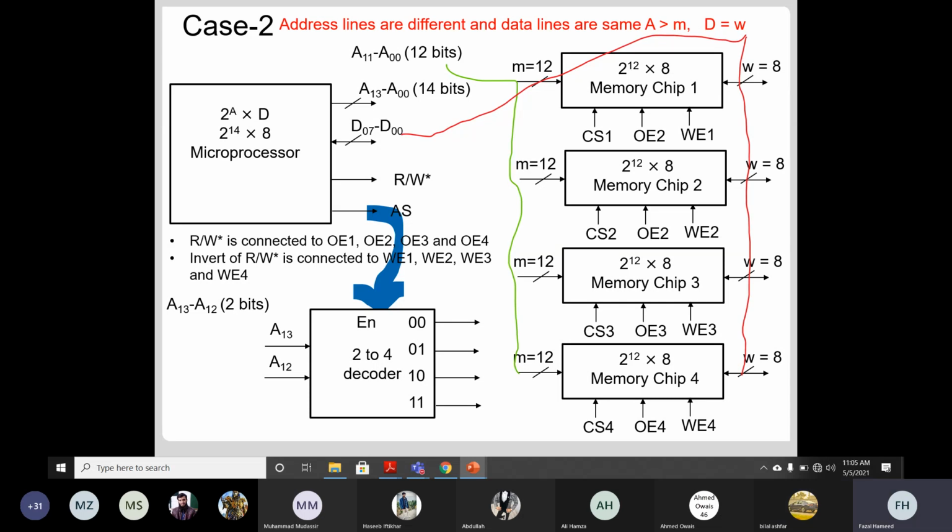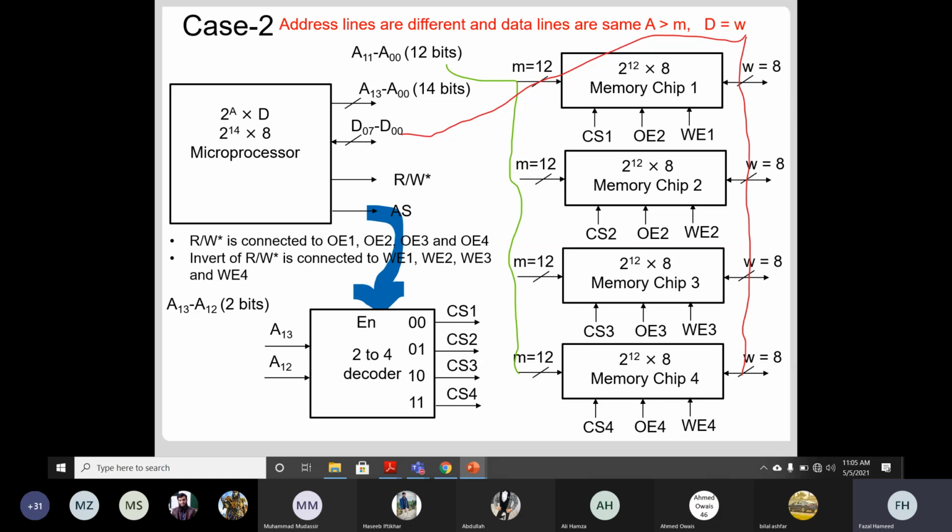Okay. So now if you look at this example, there are 4 scenarios. When A13 A12 is 0 0, and A13 A12 is 0 1, and so on. When it's 0 0, it will be connected to CS1. CS1 means that memory chip 1 will be enabled.